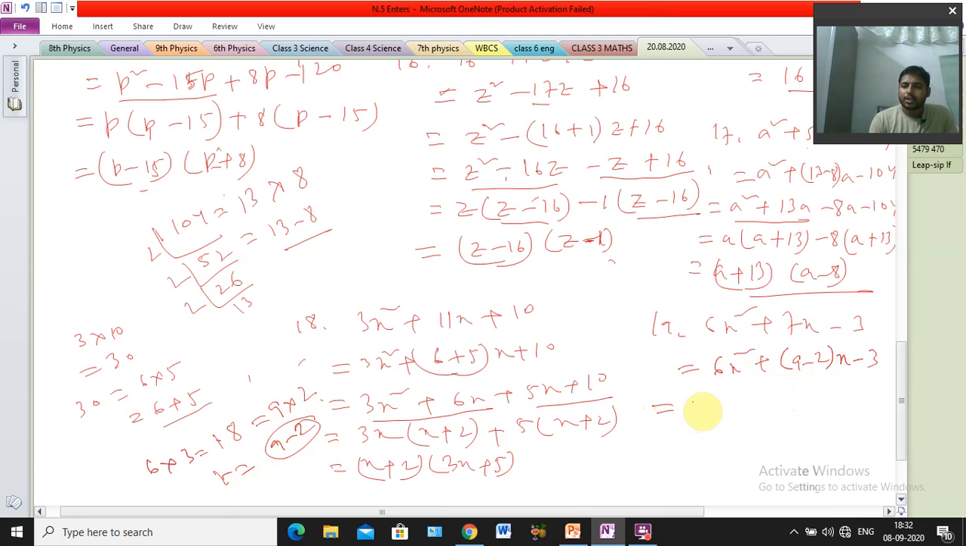So 6x square plus 9x minus 2x minus 3. Clear? So that means common take, what? 3x common. If we take 3x common, 2x will come, plus 3 will come. And in the last two terms, no common, only minus 1 we can take common. So inside, 2x plus 3 will come. Understood? So 2x plus 3, and another one is coming, 3x minus 1.